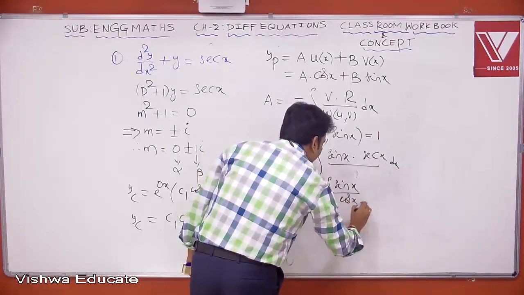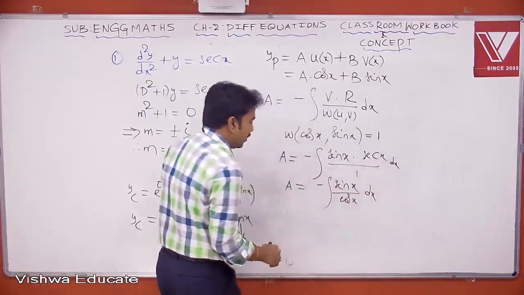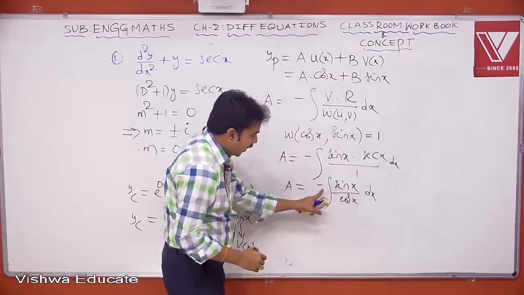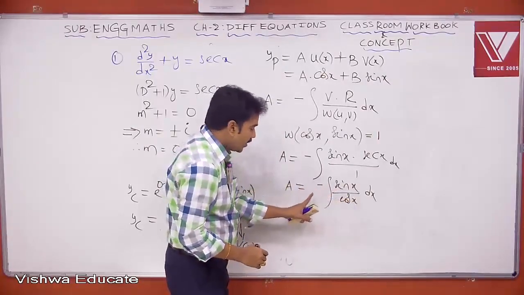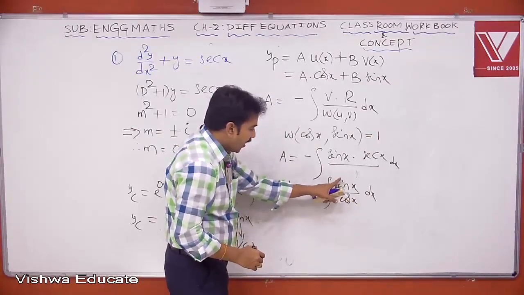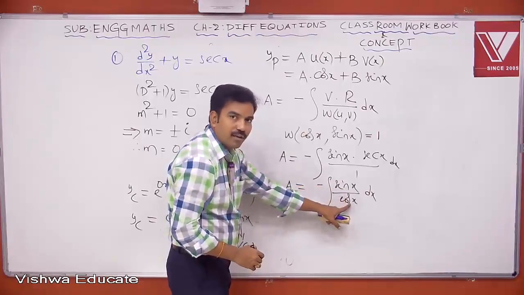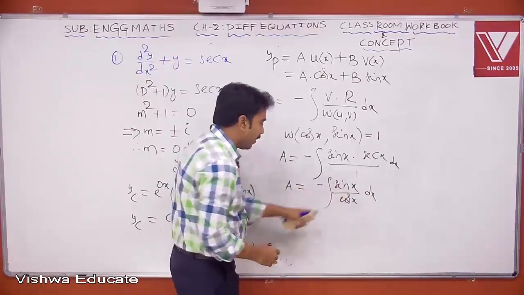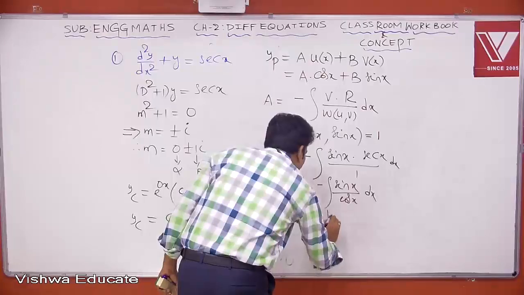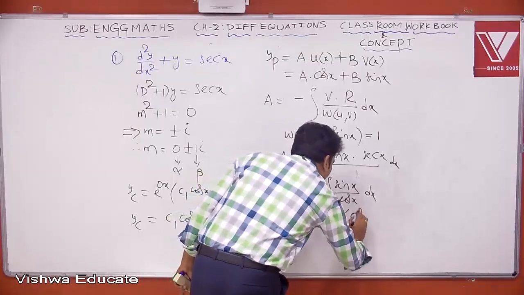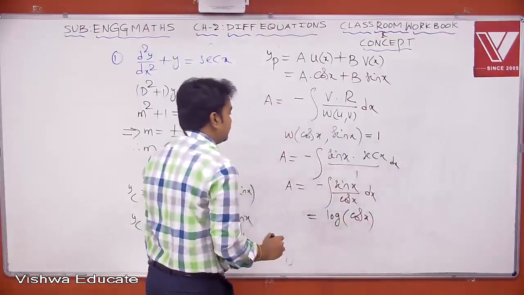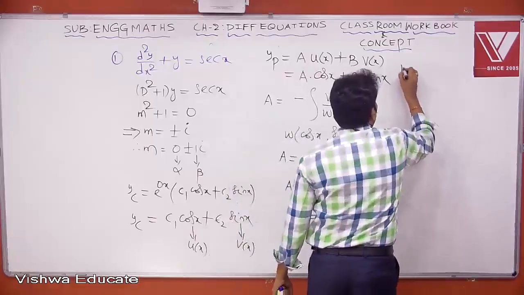I can write it as cos x, 1 by cos x. So cos x derivative is minus sin x. So it is in the form integral f dash of x divided by f of x. Cos x derivative is minus sin x. Therefore this is nothing but log of denominator, so log cos x.